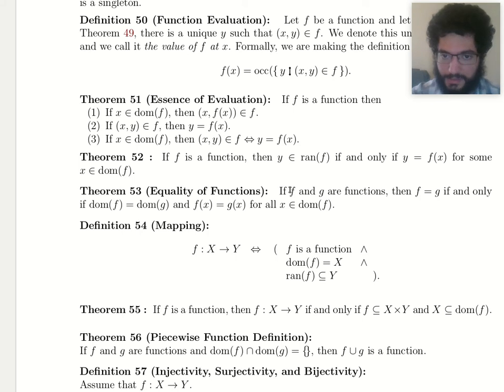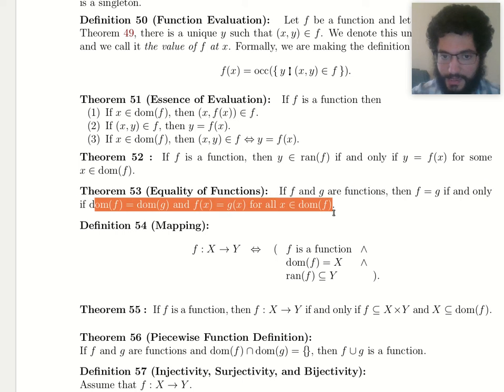Now, when you go to prove Theorem 53, like if you choose this as your presentation problem, then the way to do it, so it's an if and only if, so you'll have two directions, right? And the hard direction will be trying to prove that f equals g, given this stuff, right? So you'll assume this stuff, and then you'll try to prove f equals g.